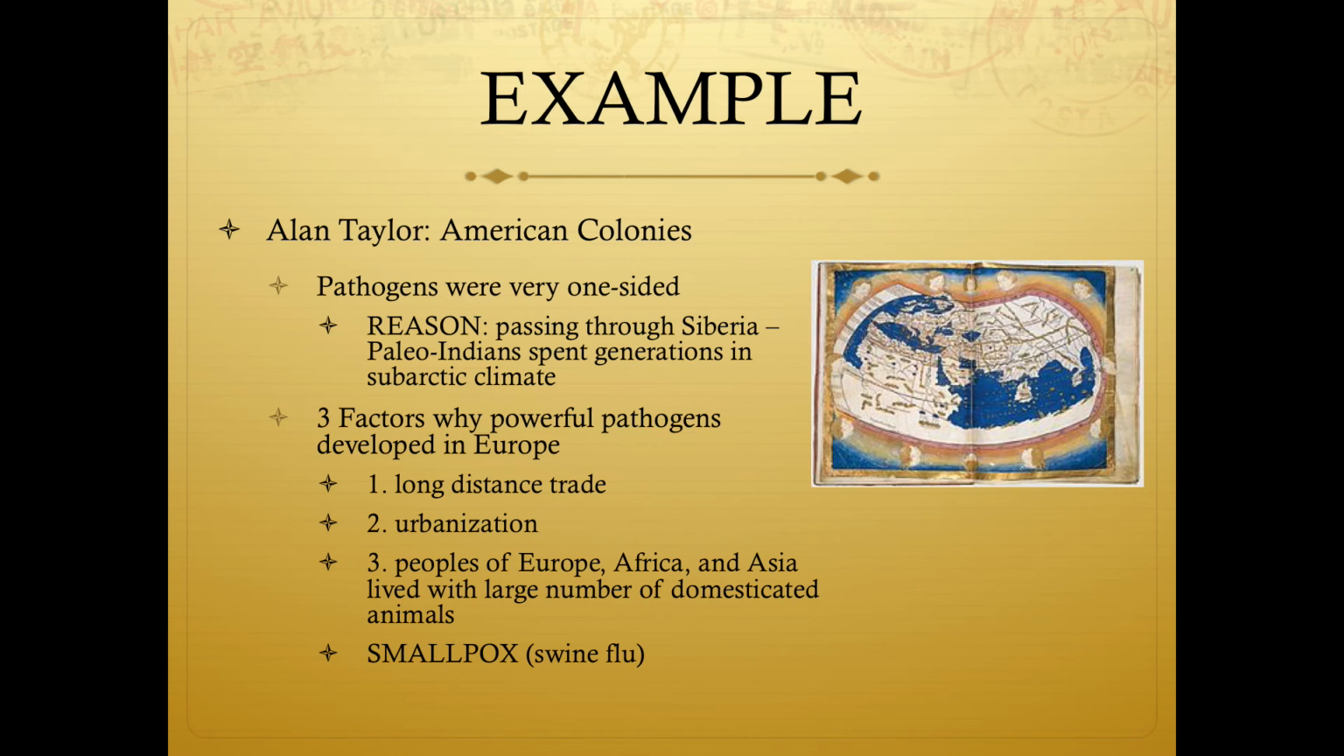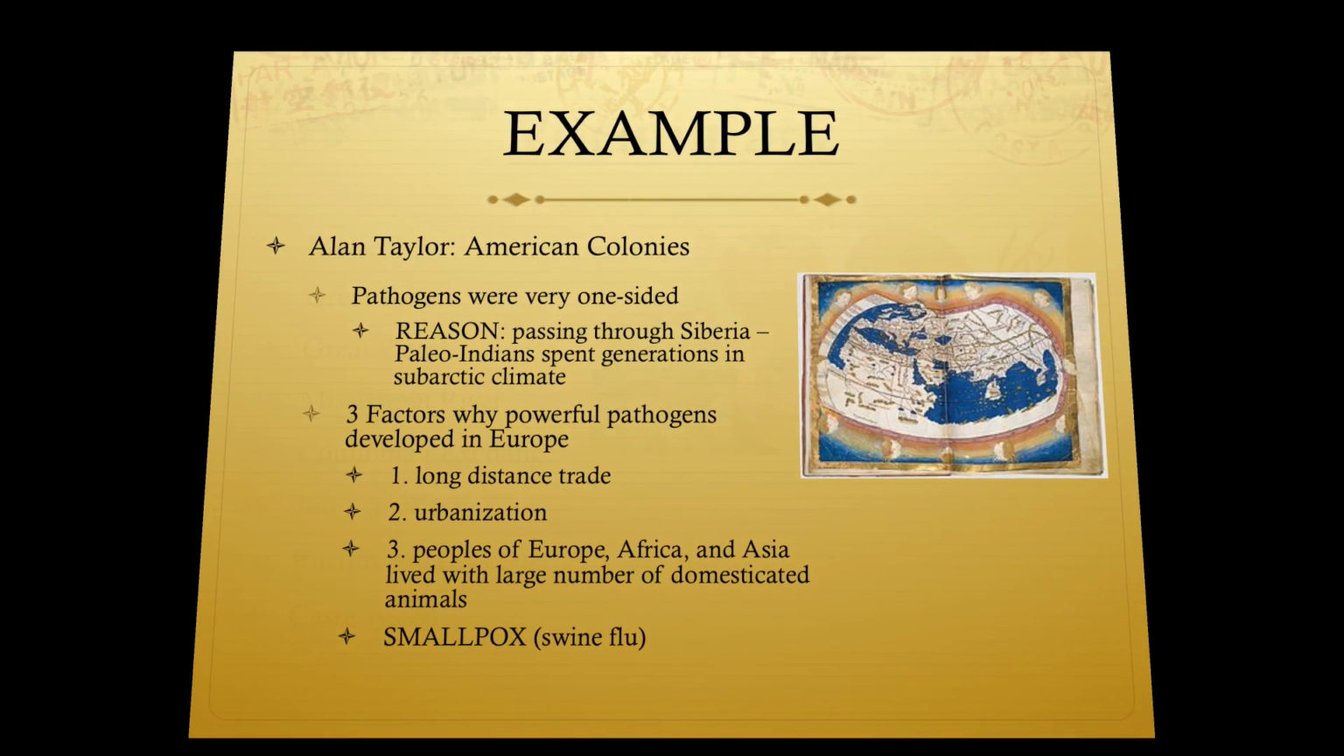So again, if you were to write an essay or try to explain why the Americas were more highly susceptible to dying from the diseases than Europeans were, well, here it is. Europeans had already been exposed for generations and generations. The Native Americans were not. They did not build massive urban centers like they were in Europe. They didn't have long-distance trade, and they were not exposed to domesticated animals like Europeans and Africans and Asians were.